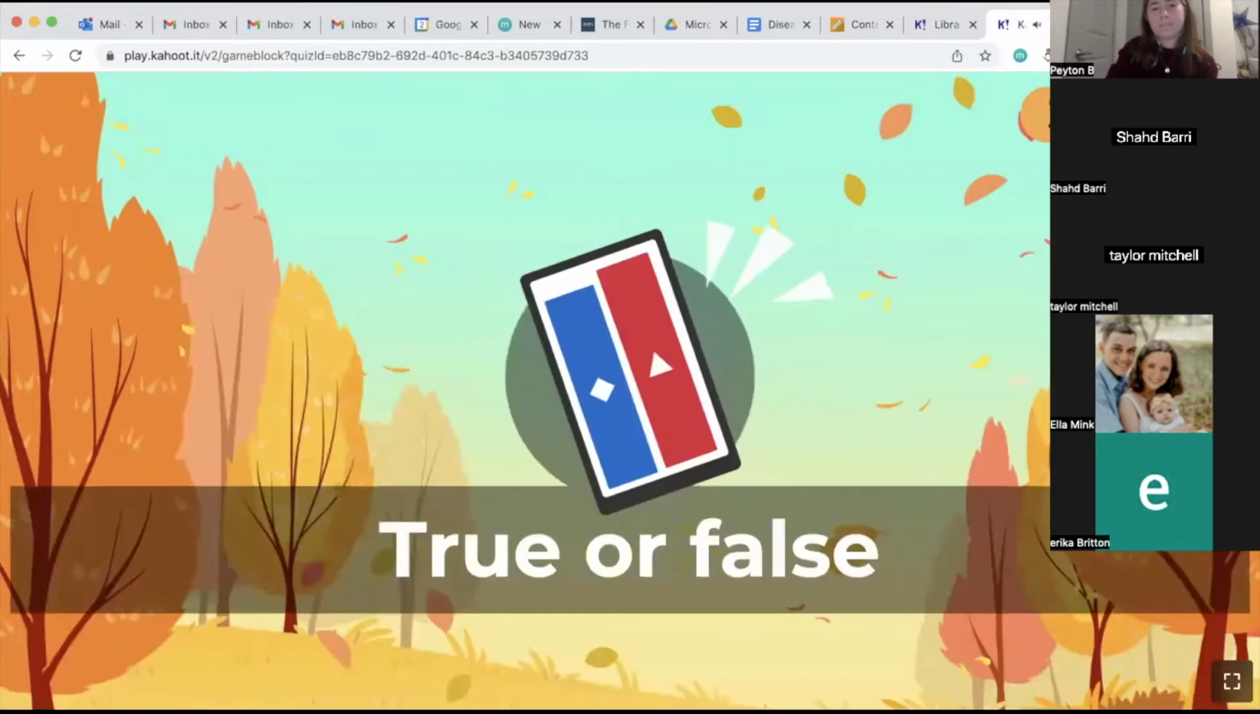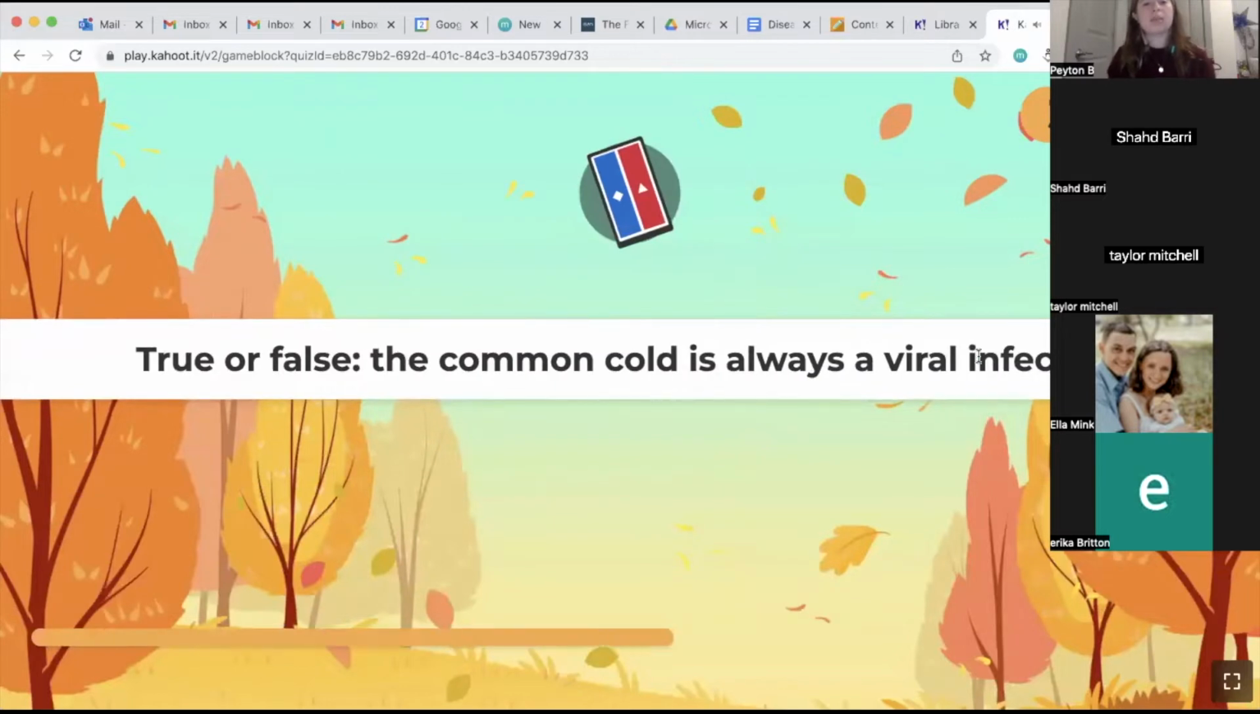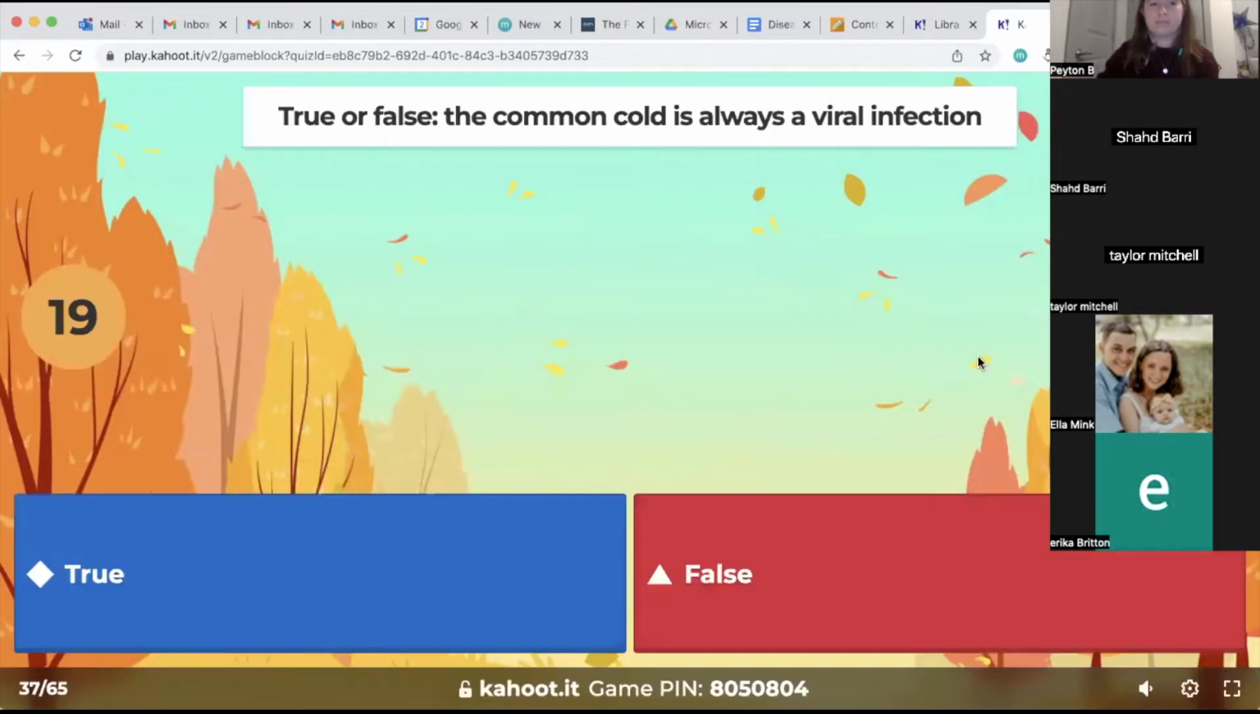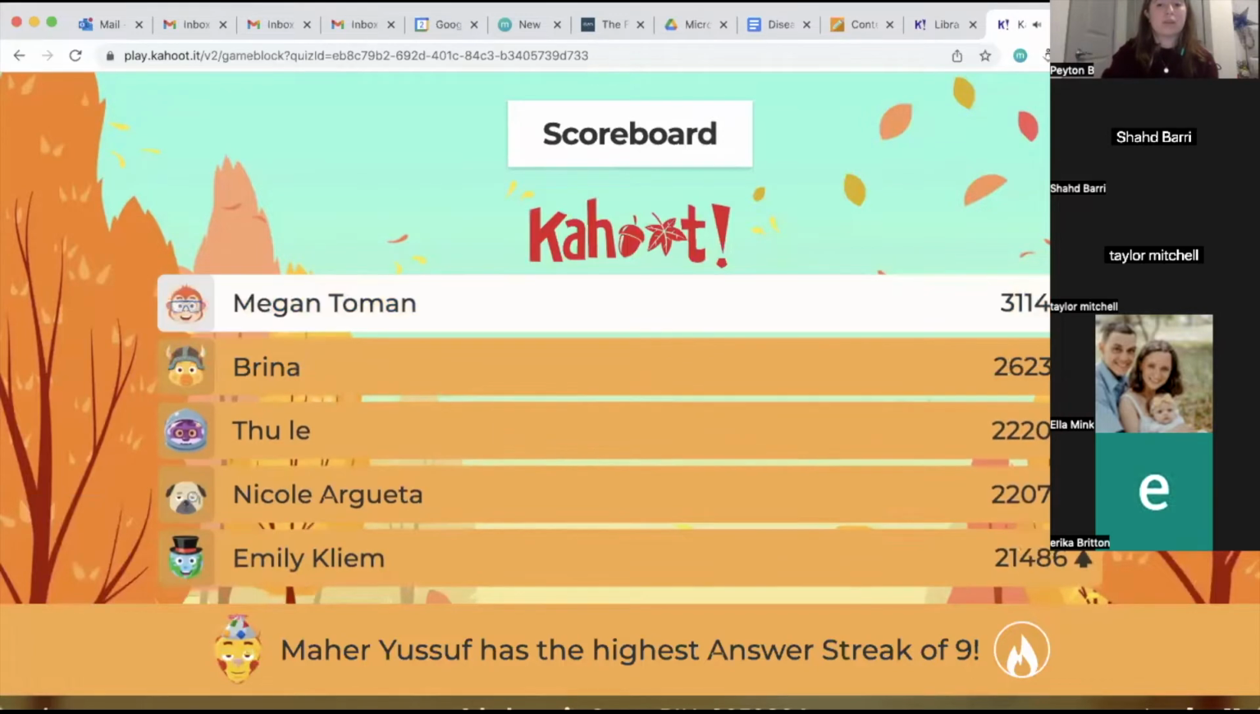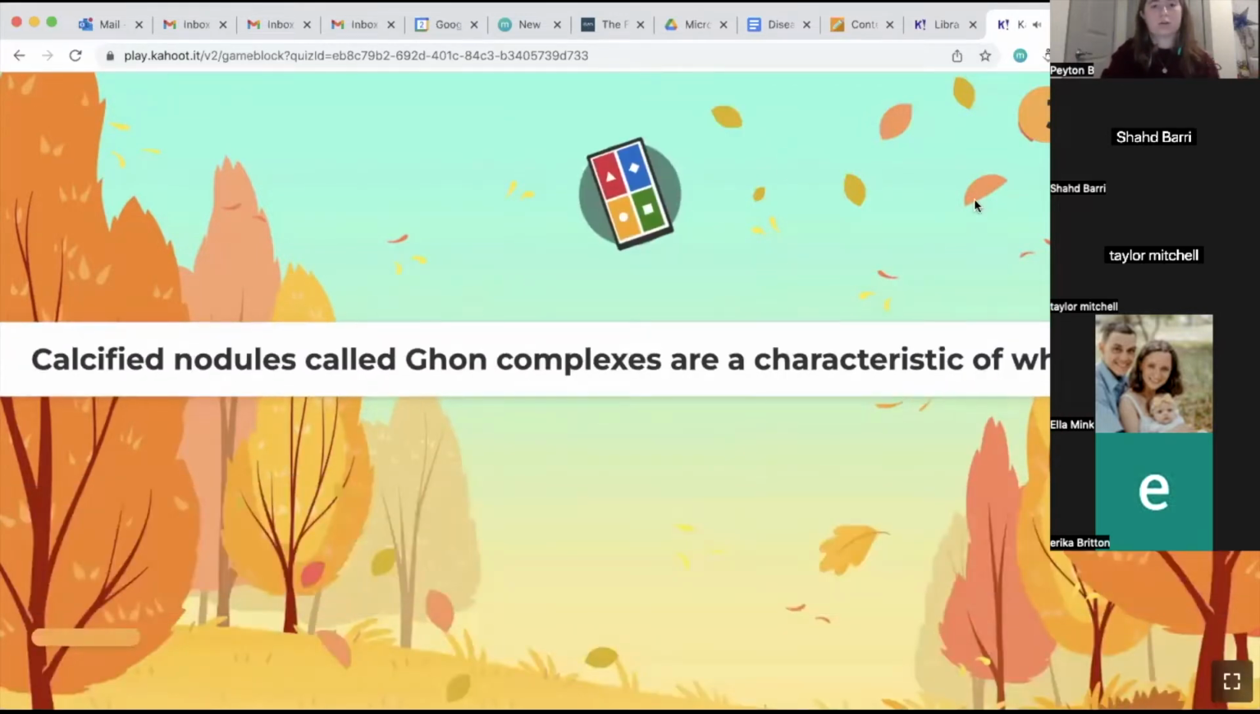All right, true or false? The common cold is always a viral infection. It's true. There can be things with cold-like symptoms caused by bacteria, but the common cold as we know it is always caused by a virus. It's caused by things in the rhinovirus family and the coronavirus family. There are millions of different kinds of common cold viruses, and that is why we can't really make a common cold catch-all vaccine, because they're all rather different, but the common cold is always a virus.